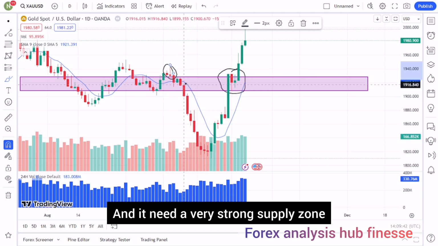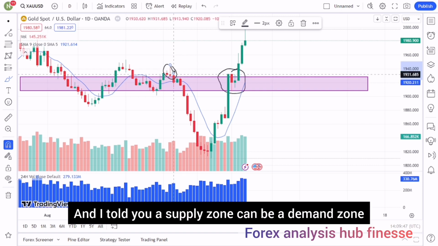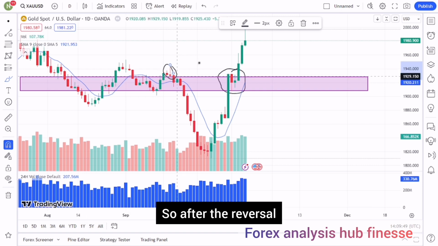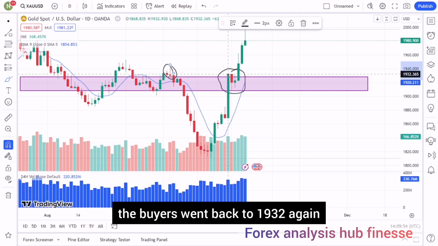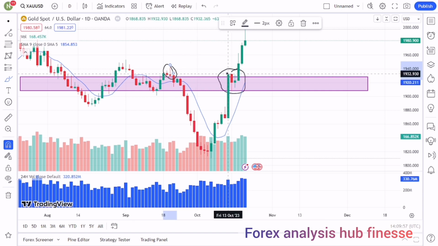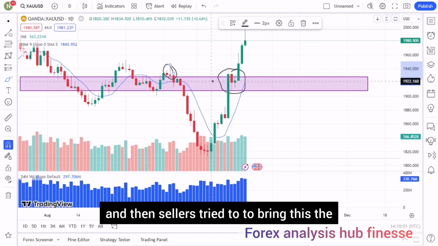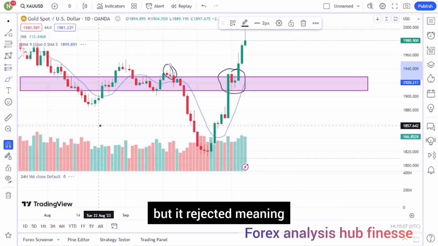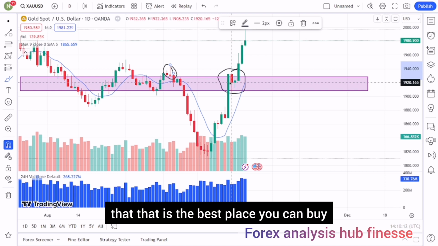And it made a very strong supply zone. So this was a supply zone, and I told you a supply zone can be a demand zone. After the reversal, the buyers went back to 1932 again and tried to break it. They went back to this, and then sellers tried to bring the prices down to this point, but it rejected. When it rejected, that confirms that is the best place you can buy.